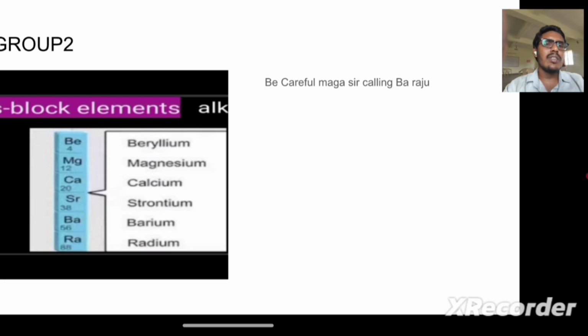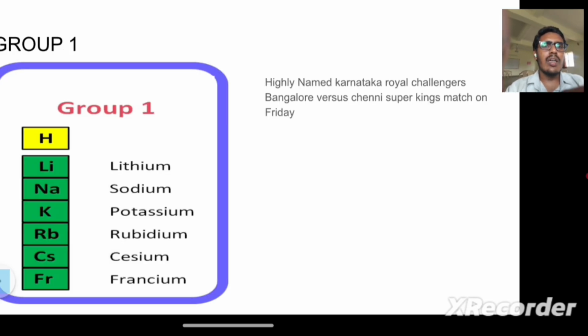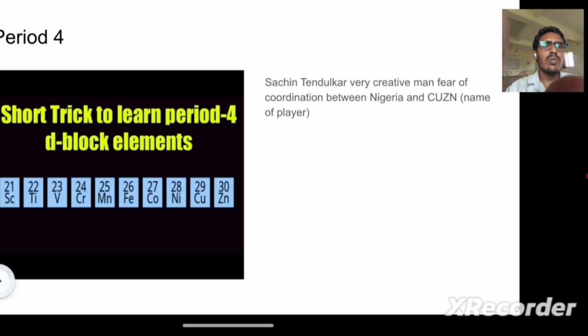It's a conversation between two students, Raju and someone else, X. X tells Raju, be careful, Maga, sir calling Ba Raju. That's it. So using this, you can remember group 2. Till now we have remembered the elements in groups. Further, D block elements will be remembered as per their period. So now let's move into D block.